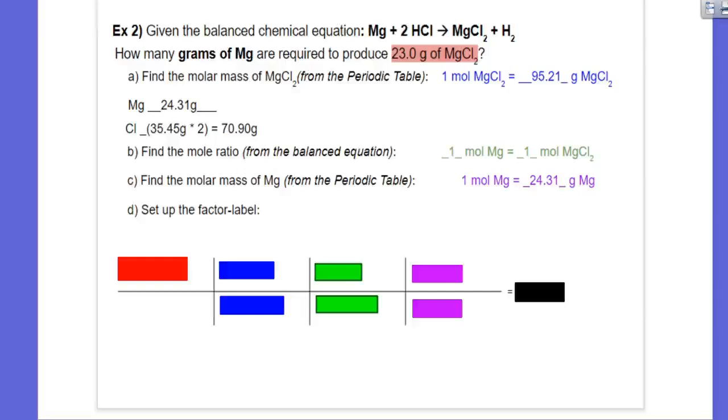In order to solve for the molar mass of MgCl2, we first had to look up the molar mass of magnesium, which is 24.31 grams. And then we looked up the molar mass of chlorine, which is 35.45 grams. But there's 2 of them, so I multiplied that by 2 and got 70.90 grams. When I add 24.31 plus 70.90, we get a final molar mass of 95.21 grams of magnesium chloride for every 1 mole of magnesium chloride.